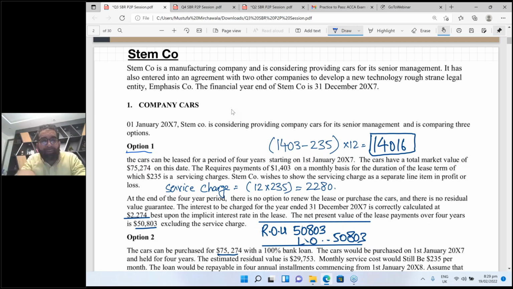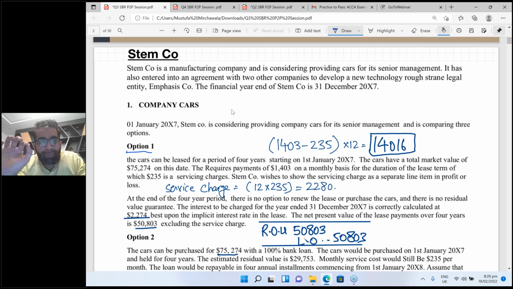When you have taken it for 4 years, that means it's more than 1 year. Whenever it is a lease of more than 1 year, you need to record it as a finance lease, and you have to make an entry: ROU, right of use, debit, and lease obligation credit. I'm sure you guys know this.